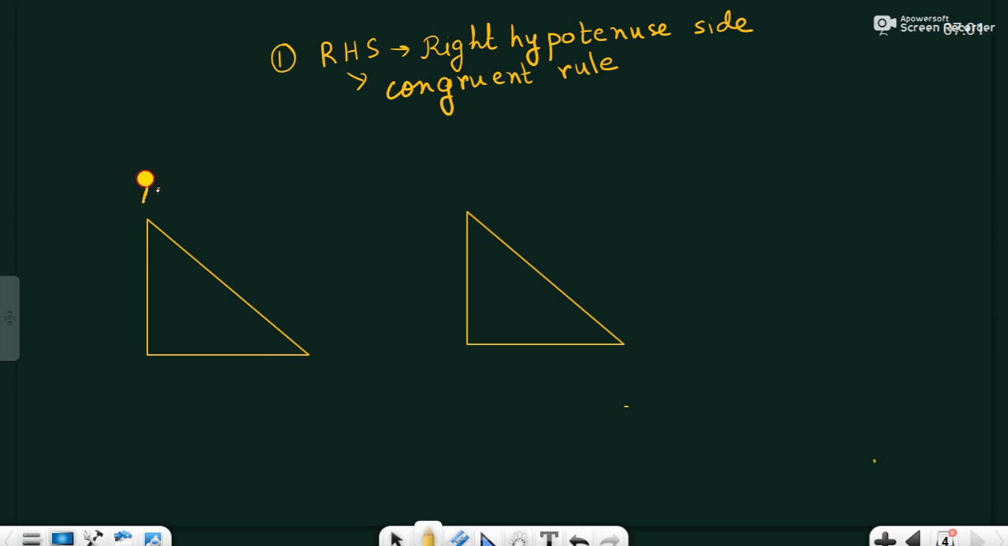This is A. This is B. This is C. This is D. This is E. And this is F. I know that this is a right angle triangle, right? Because this is 90 degree. In the same way, this is also 90 degree, right?